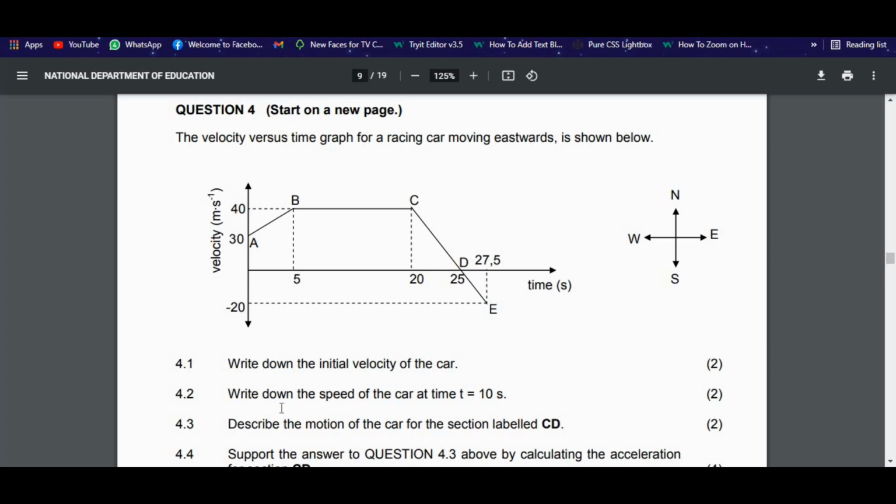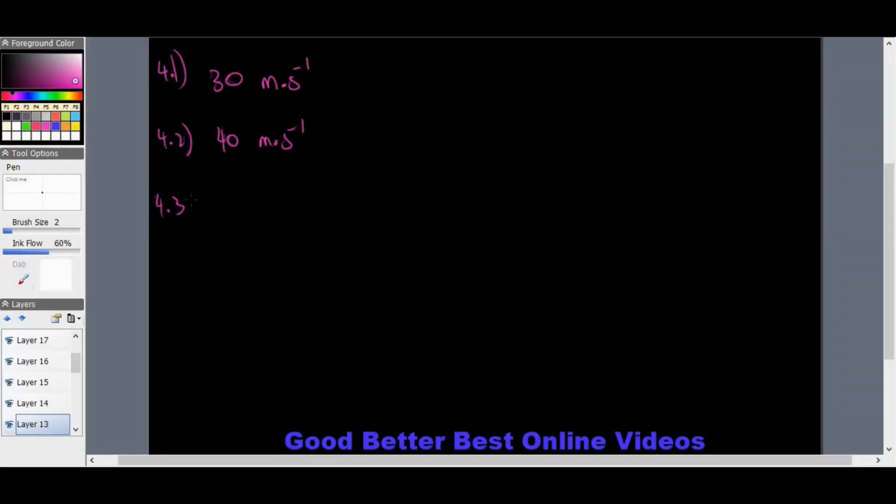So something has obviously taken place. And the question is phrased in such a way that we need to describe the motion. Okay? So we could say the speed decreases from 40 meters per second to 0, or we could say that the car clearly slows down, and finally comes to a stop.